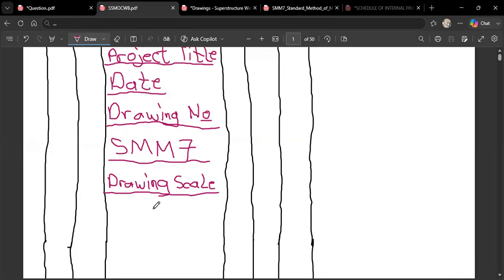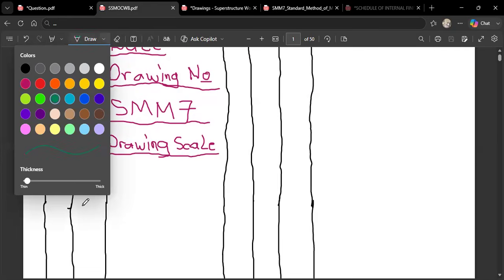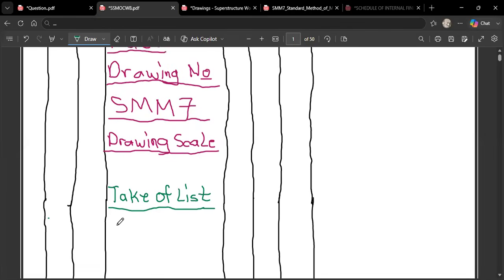So let's quickly write or put down our take-off list. So this is our take-off list, right over here, as you can see. Then after writing take-off list, we are going to write 1, external walls, and 2, we are going to write what? The internal walls.